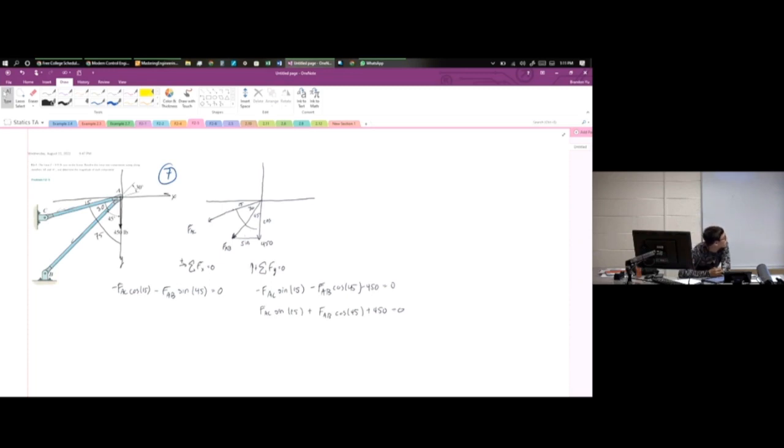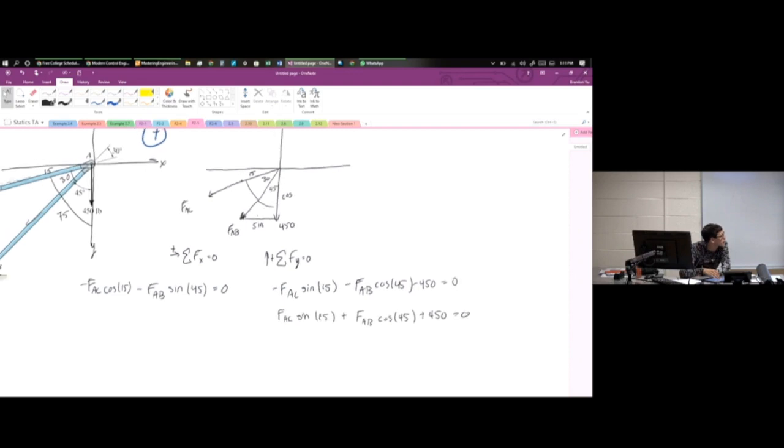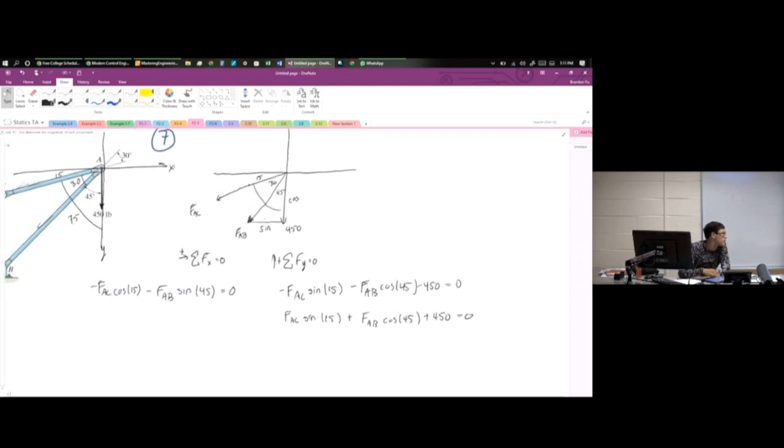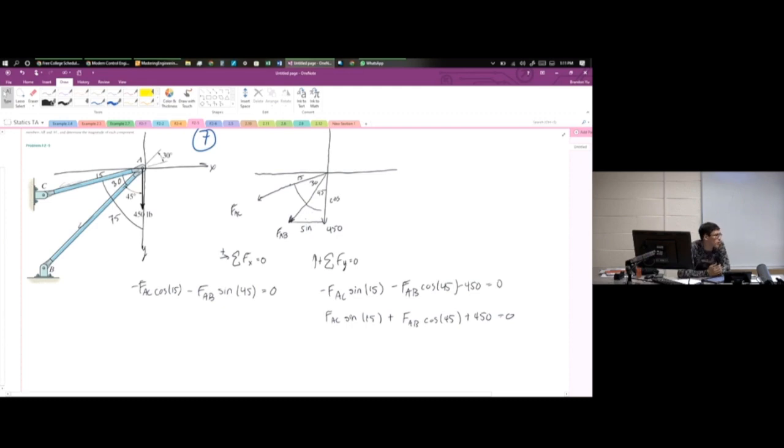Why is it positive in the y? What do you mean? Oh, you mean why are all the terms positive now? Yeah. I just divide everything by -1. Okay, true. Right, so 0 divided by -1 is still 0. So it doesn't matter what we do to the equation as long as it stays the same, right? So with that, I can rearrange this equation: FAC sine 15 plus FAB cosine 45 equals negative 450, right?